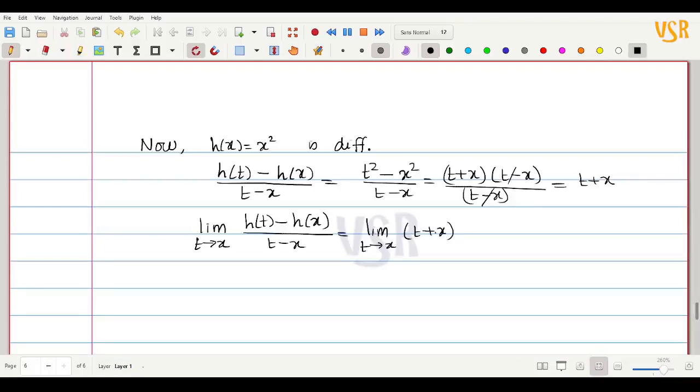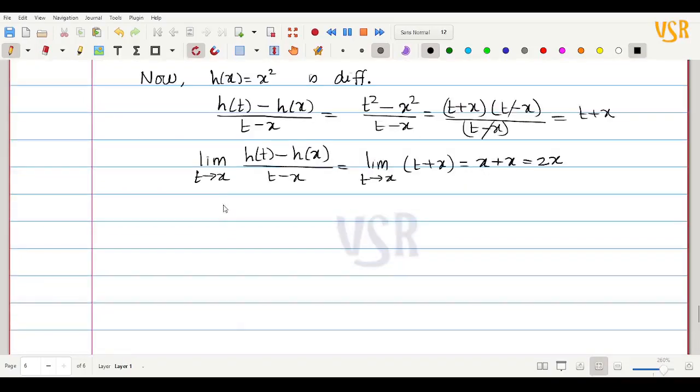Here x is a constant, so it comes out. When t tends to x, t will converge to x. So this is equal to x plus x, which is equal to 2x. Okay, fine, we can also say this in another way.